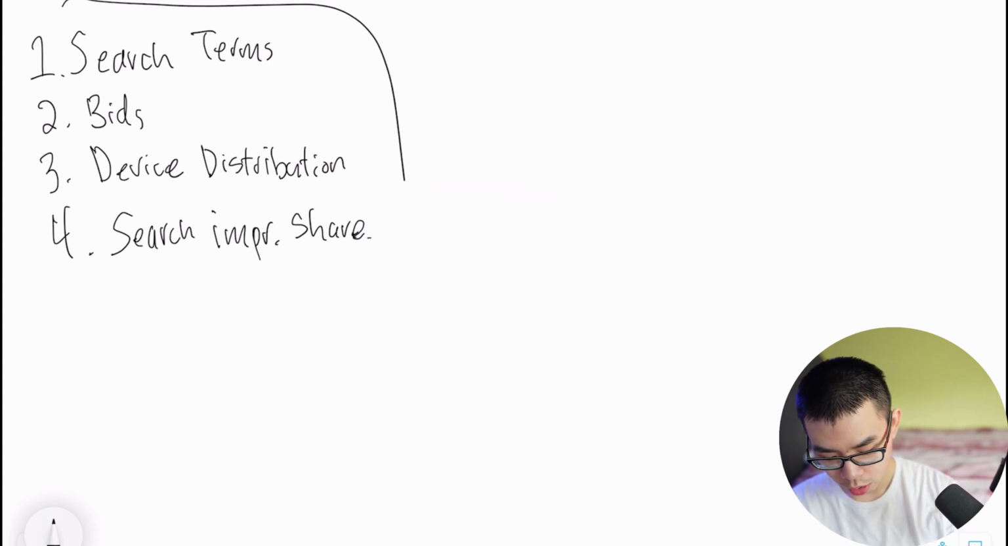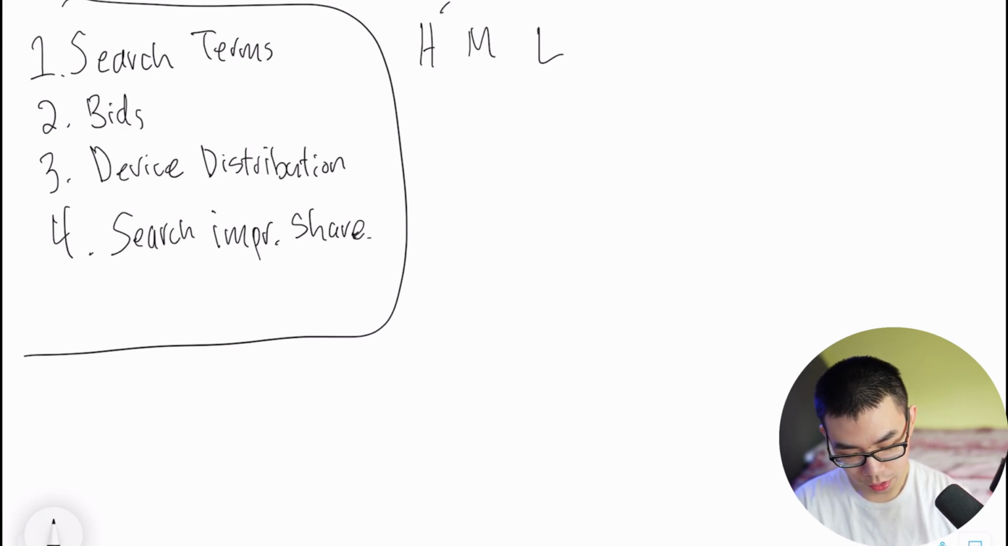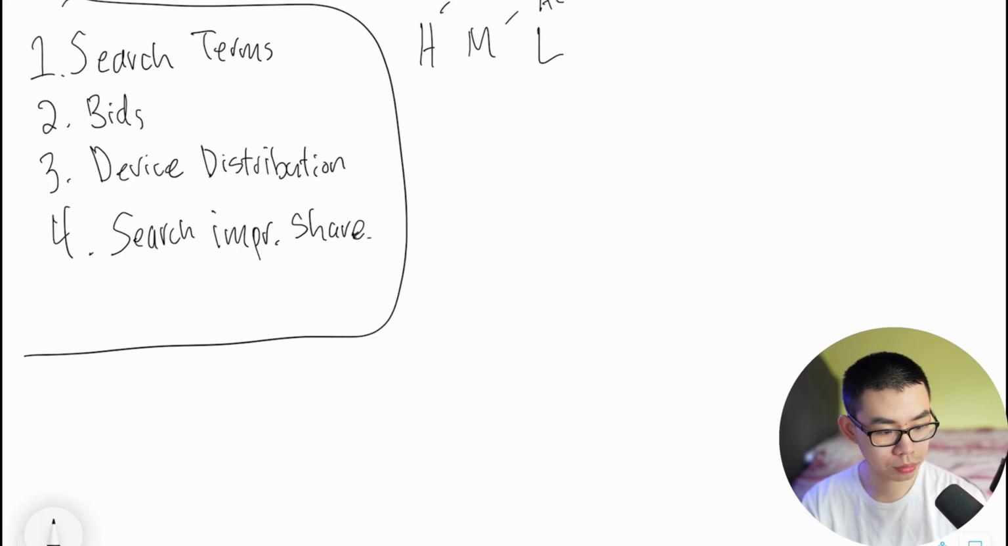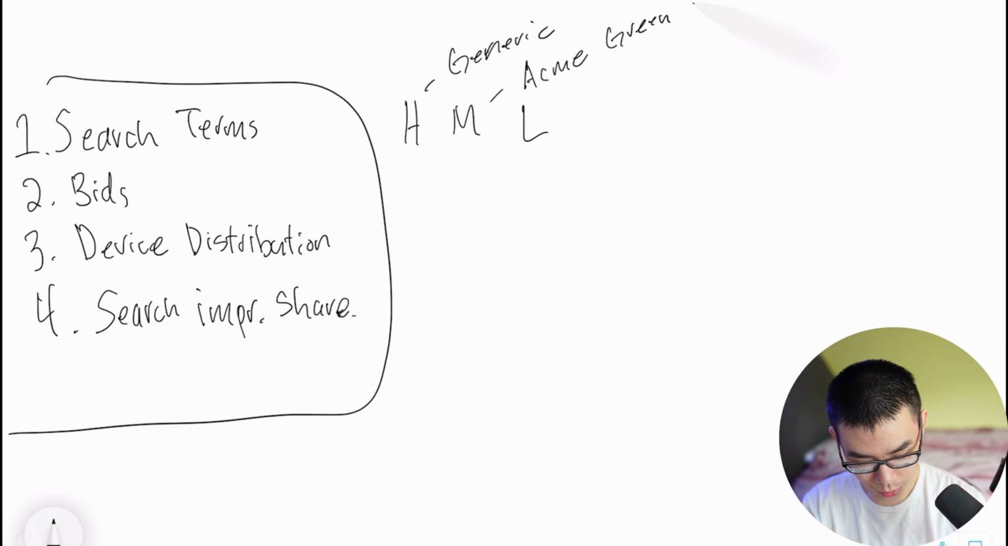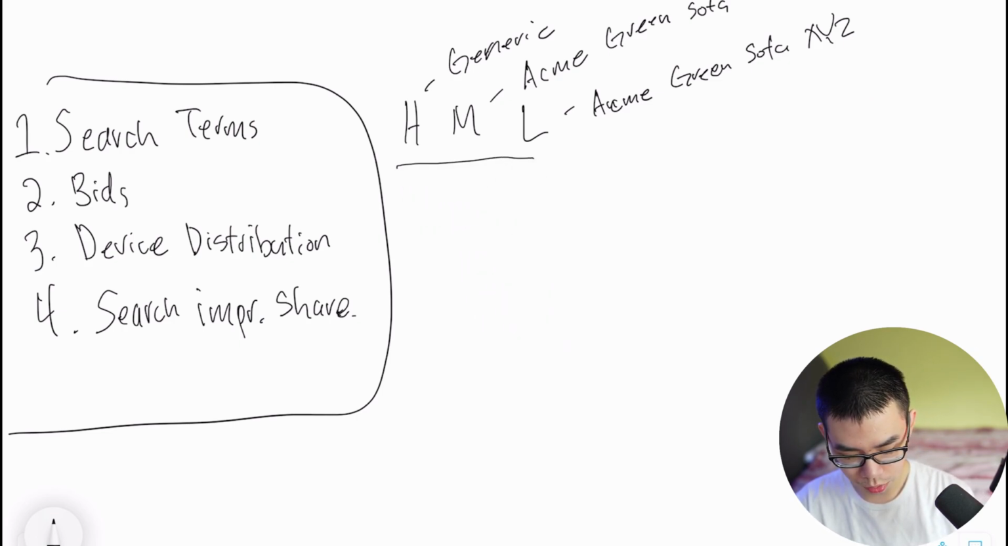Number one, search terms. What can we do within our search terms? Well, with our funnel structure, we have high, medium, and low. High terms should be generic. So think of terms like sofa, red sofa. Those should be generic terms. Medium terms should be, for example, Acme green sofa. And for low it could be Acme green sofa XYZ. That's like the SKU number. So our funnel structure with our search terms should clearly be this.